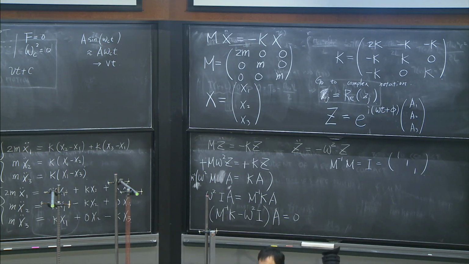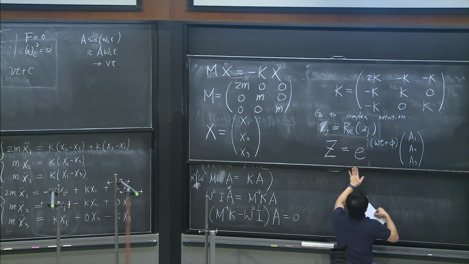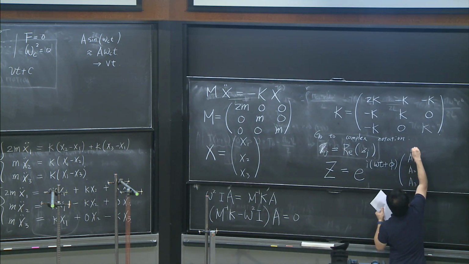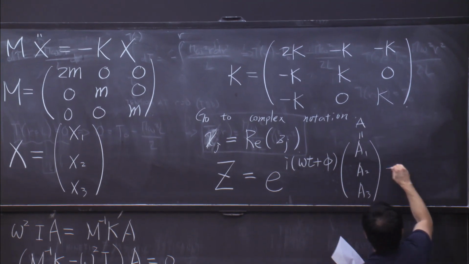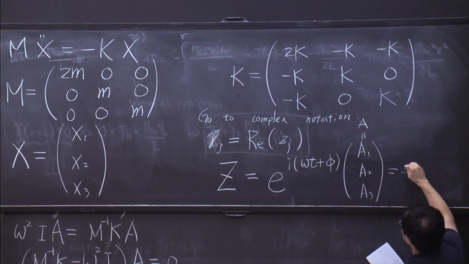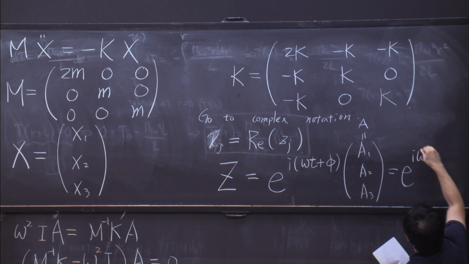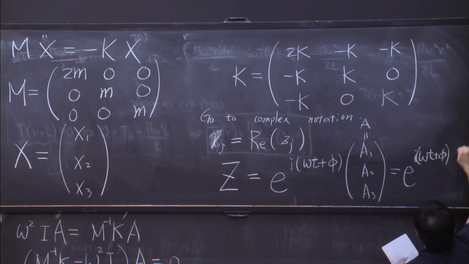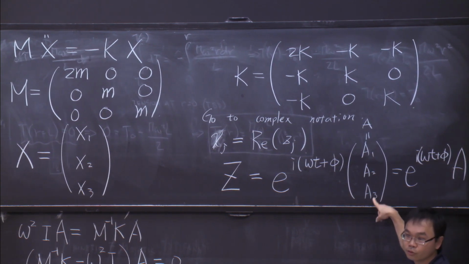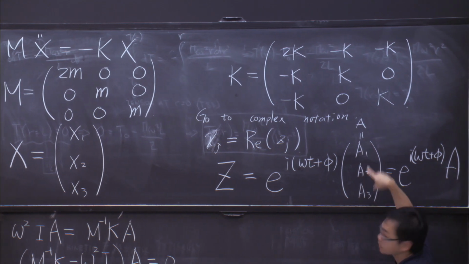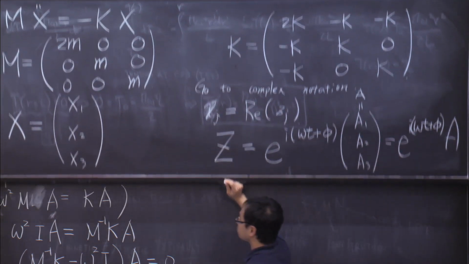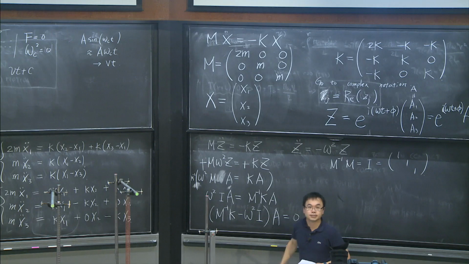Yes? What is A? Oh, sorry. A is this guy. I define it to be A, and that means Z will be exponential i(omega t plus phi) times A. I didn't write it explicitly, but that's what I mean. Any more questions?